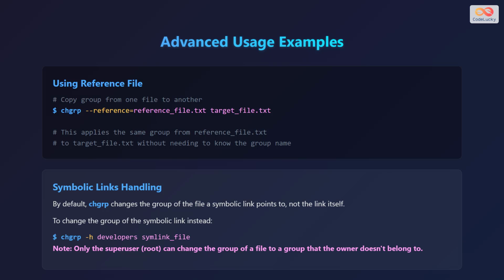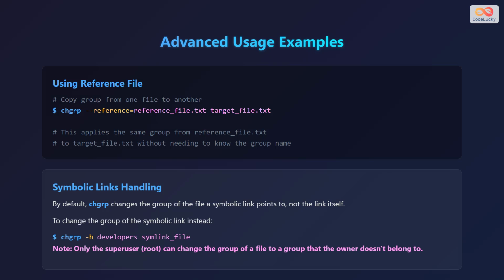Now let's explore some advanced usage examples of the chgrp command. To copy the group from one file to another, you can use the reference option. For example, the command chgrp --reference=reference_file.txt target_file.txt applies the same group from reference_file.txt to target_file.txt without needing to know the group name. This is particularly useful in scripting or automation where you want to ensure consistent group ownership across multiple files.